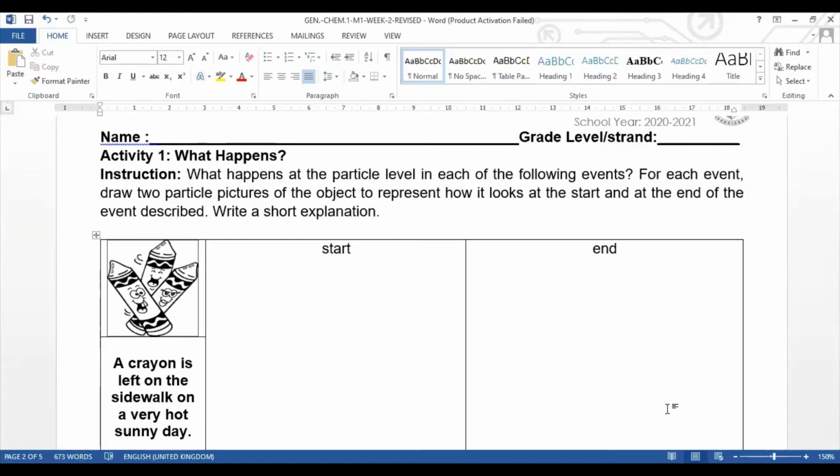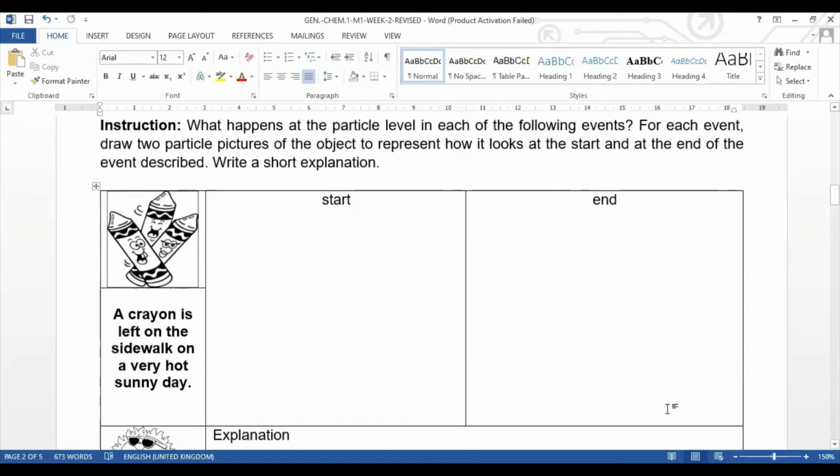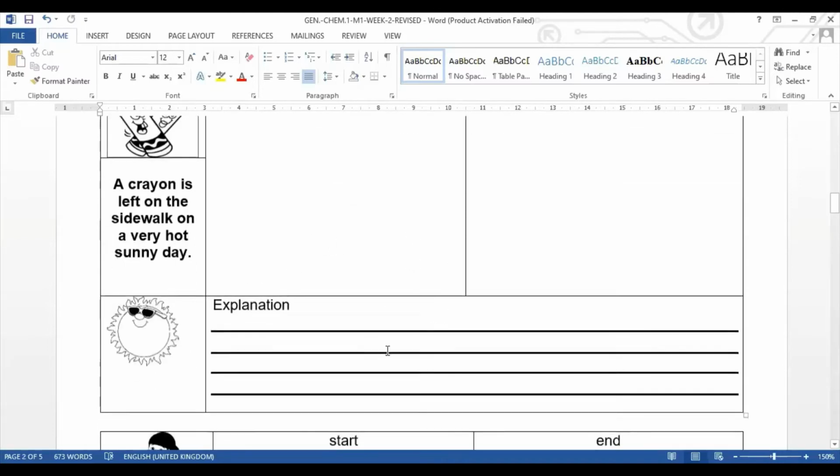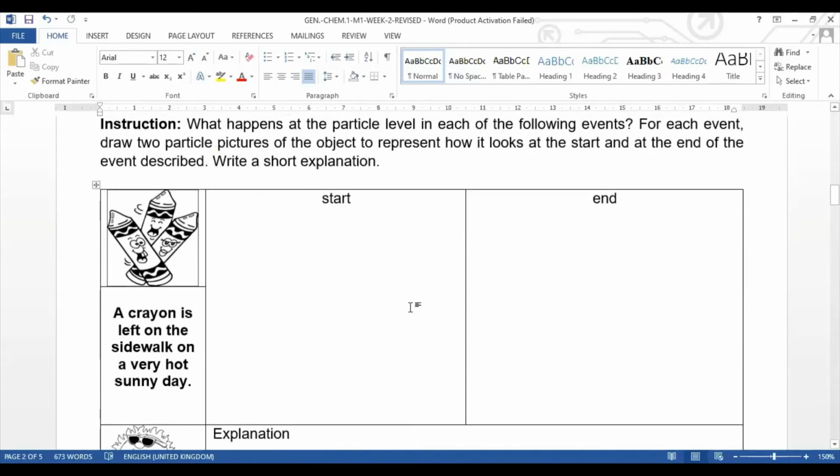Please draw the picture if you'd like. Based on the instruction, you can post pictures, but as much as possible, so that I can see the particles that you've made, you can draw it. We have 2 situations here. The first situation is a crayon left on the sidewalk on a very hot sunny day. For the second column, you just need to write the before, the crayon particles, and then for the third column, you just need to draw a picture of the crayon particles after.